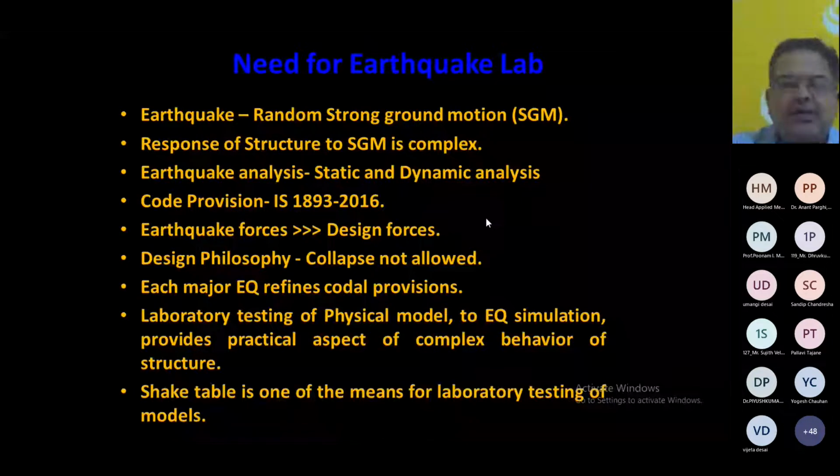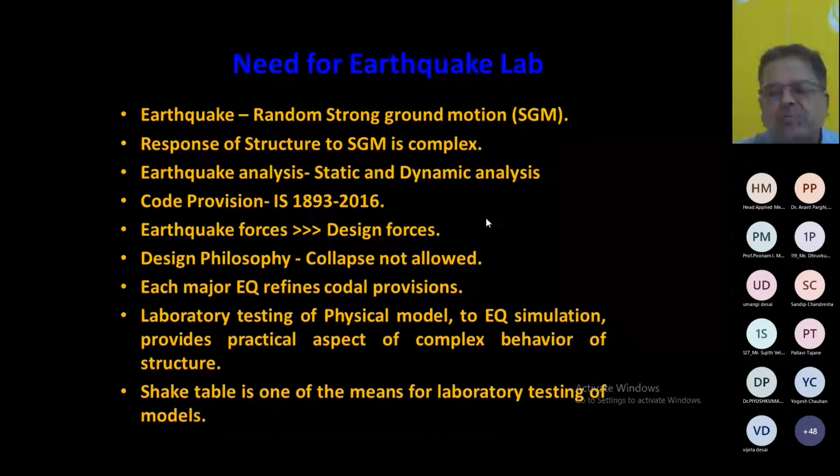So you can make your structure economical, because you have actual forces which are acting on your structure, and for that you are designing your structure, right? The code provision IS 1893:2016 is there. We have to understand that properly. We have to understand that earthquake forces are much bigger than the design forces, right? This is what we understood, because we allow the damage in our structure.